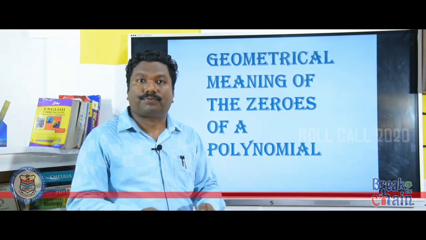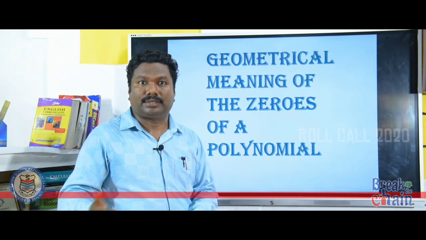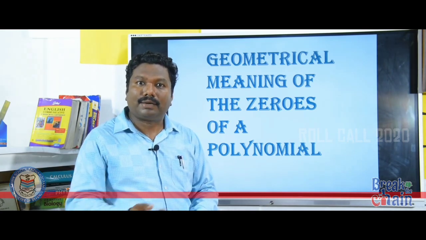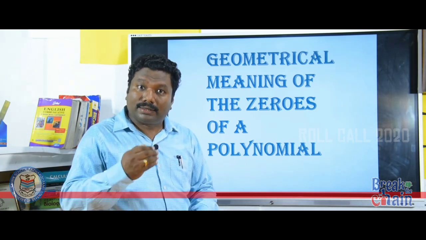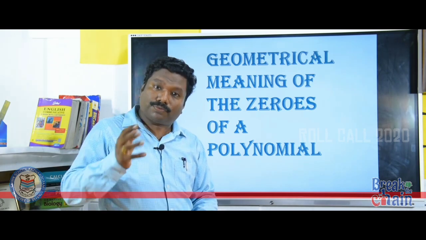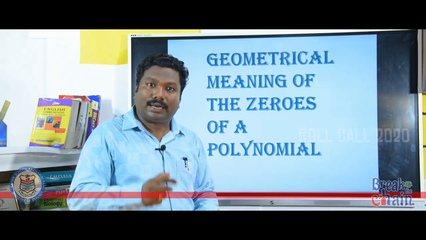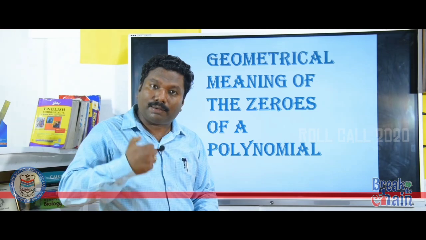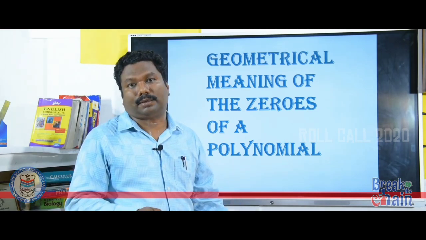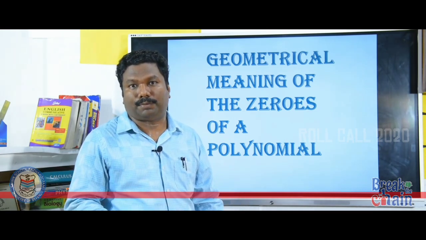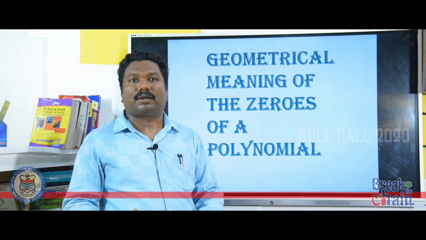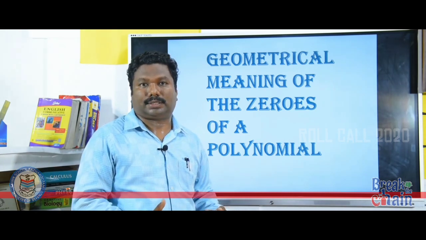So, what type of curve will come out? That curve is called its geometrical meaning. Then the zero of that quadratic polynomial: what is the geometrical meaning of the zero of that quadratic polynomial? Similarly for a cubic polynomial. These are the things we are going to discuss in this particular section.